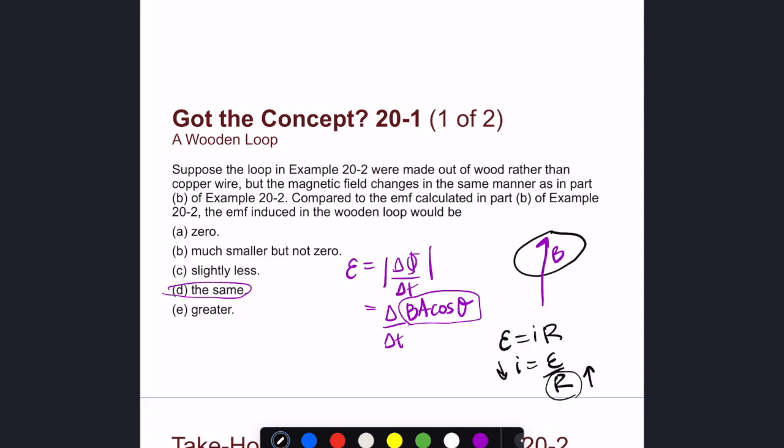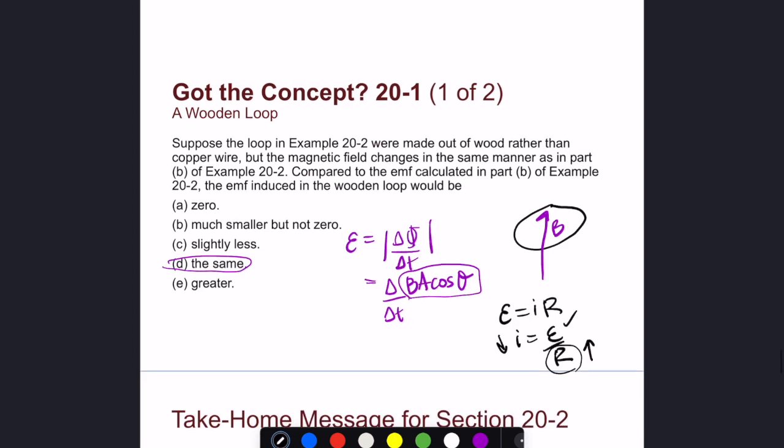Of course not, because resistance is gigantic for wood, but the EMF will be the same, whether that EMF is created by a changing magnetic field or a changing area or a changing theta, right? That EMF is created by a changing flux. And it doesn't matter what that loop is made out of, okay? So it's a pretty interesting idea here.